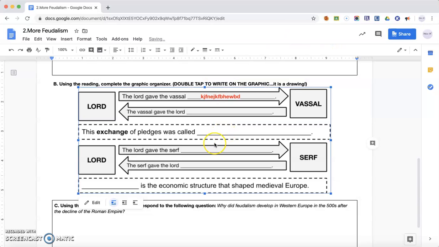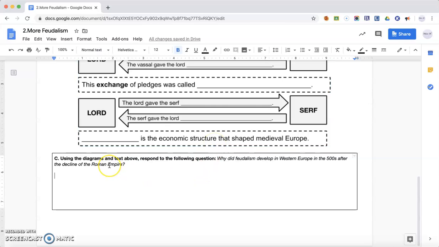Okay. And then C, using the diagrams and text above, respond to the following question. Why did feudalism develop in Western Europe in the 500s after the decline of the Roman Empire?